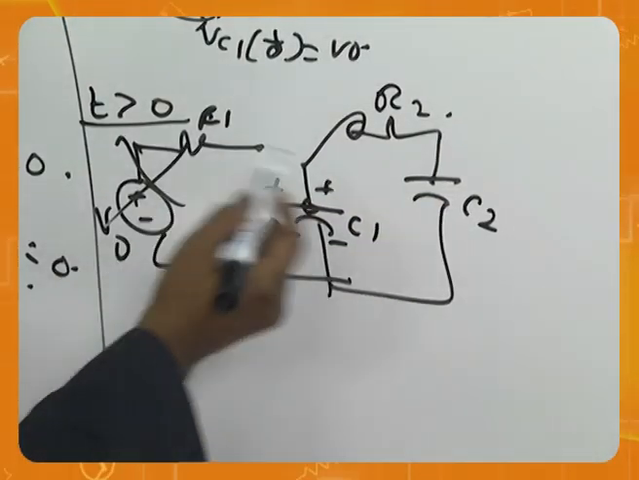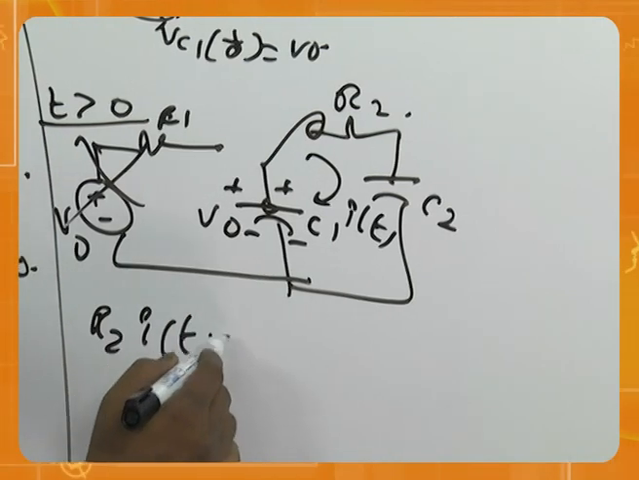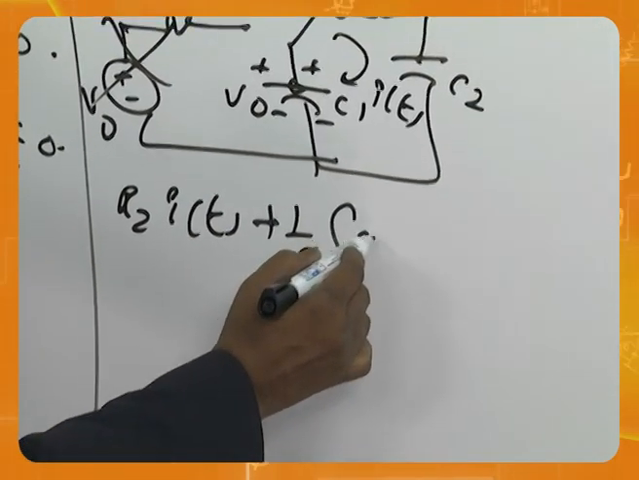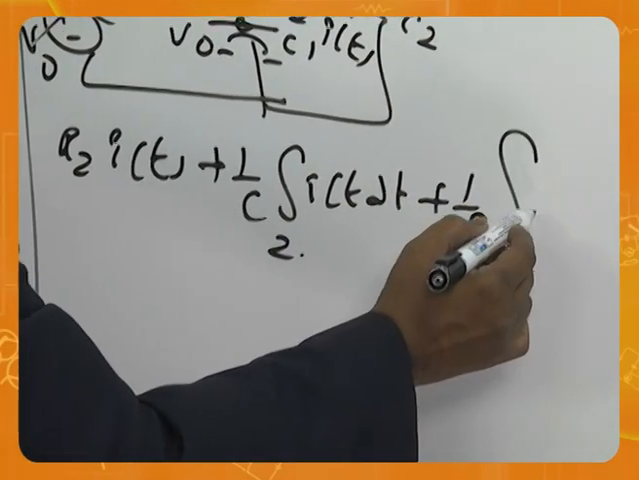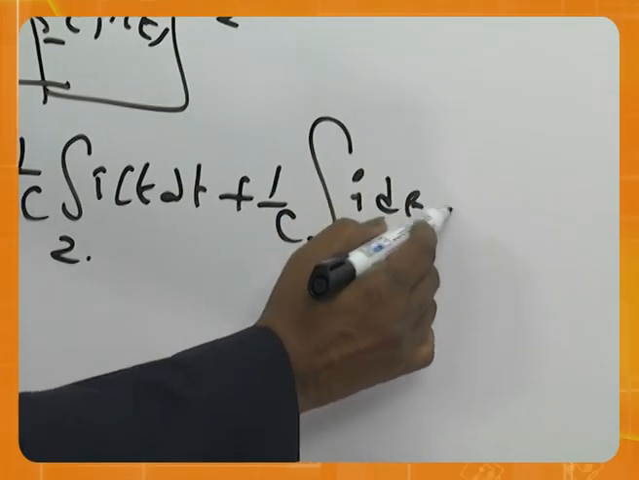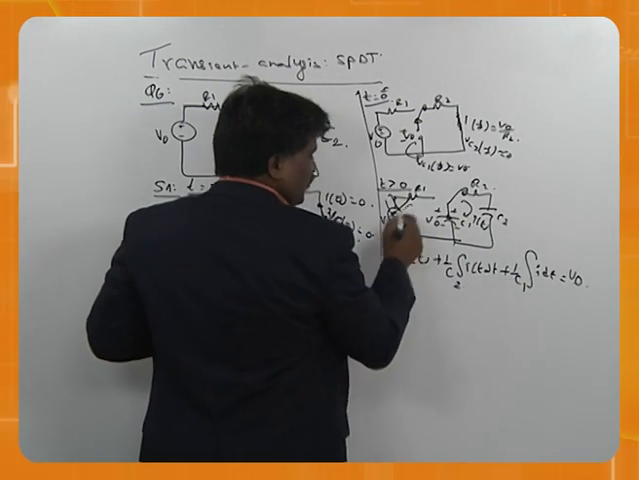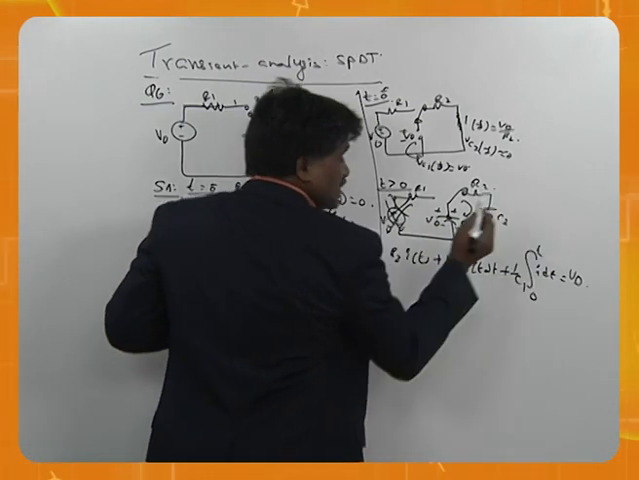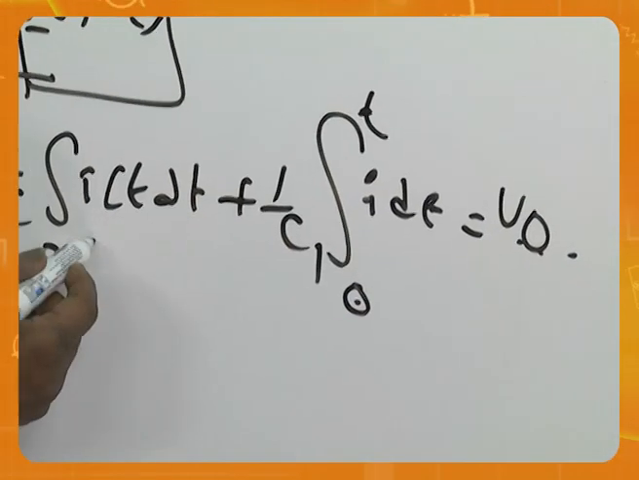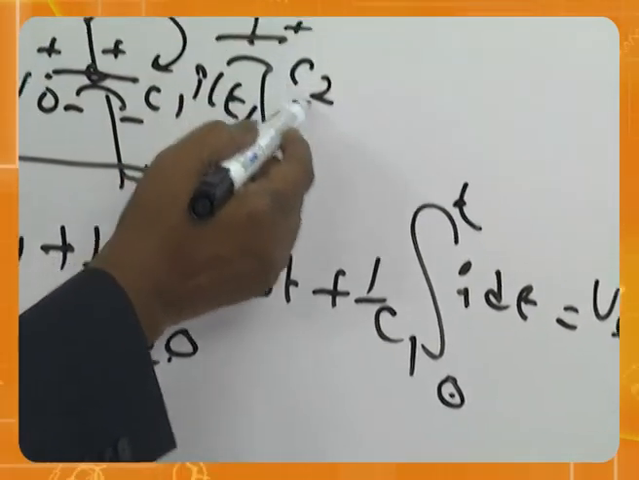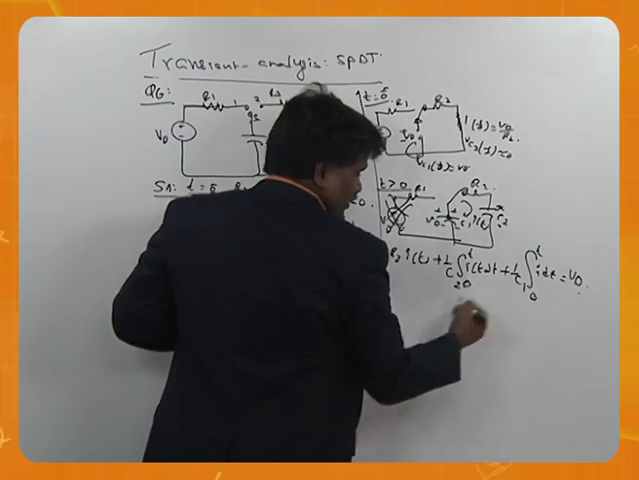Now in the process you just apply this current here, call it I of t. R2 into I of t plus 1 over C2 integral of I dt, plus 1 over C1 integral of I dt, is equal to V0. When I say V0 is coming, this is not the V0, this V0 is coming, I can as well say 0 to t. Suppose if I don't say this V0, I should say minus there. Here also minus, because there is no voltage here. Here there is no voltage, directly 0. This voltage has gone there, all are 0.